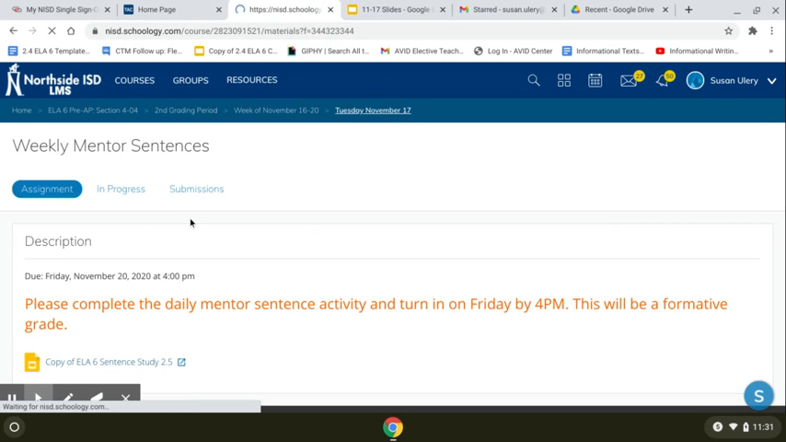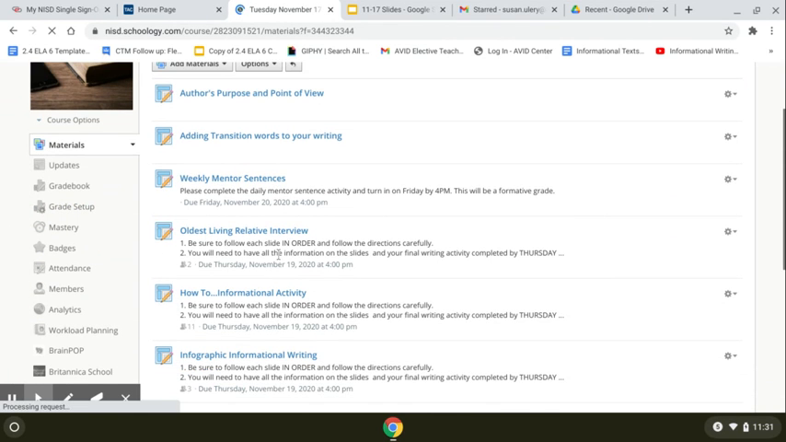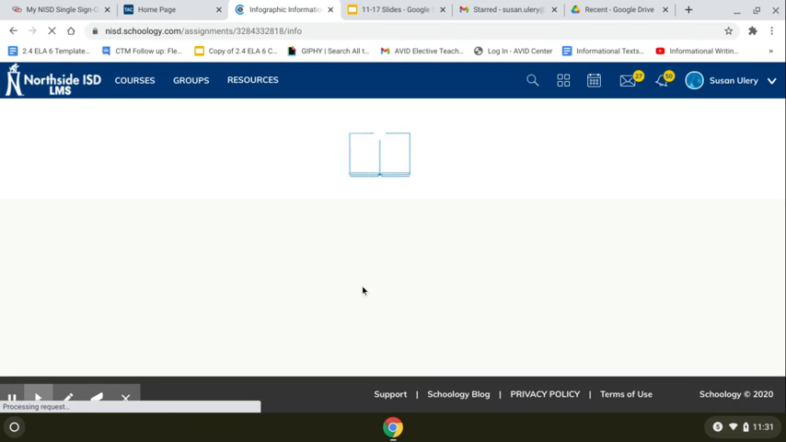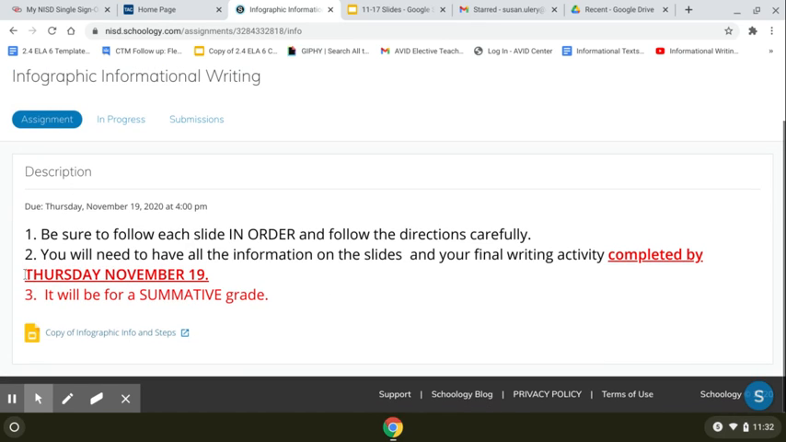Okay, so now we're going to move on to your informational writing. So I need you to go ahead and be sure that you click on your individual project, and you want to make sure that the slides are filled in correctly. I'm going to just click on the infographic and pay attention to the directions. This is due by Thursday, guys.